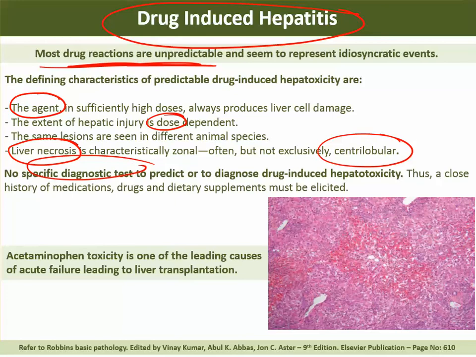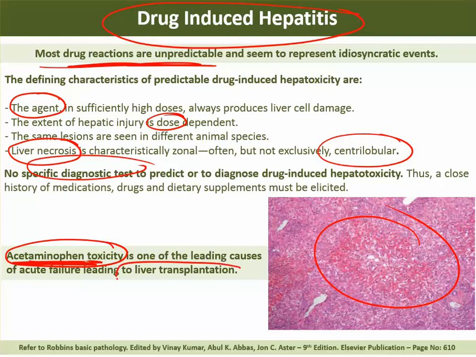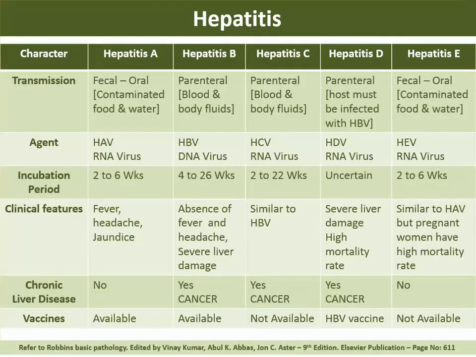So history taking is very important. The most common drug nowadays producing this injury is acetaminophen. You can see the necrosis surrounding the central vein. It is called centrilobular necrosis, and it can produce massive necrosis. The patient has to go for liver transplantation.